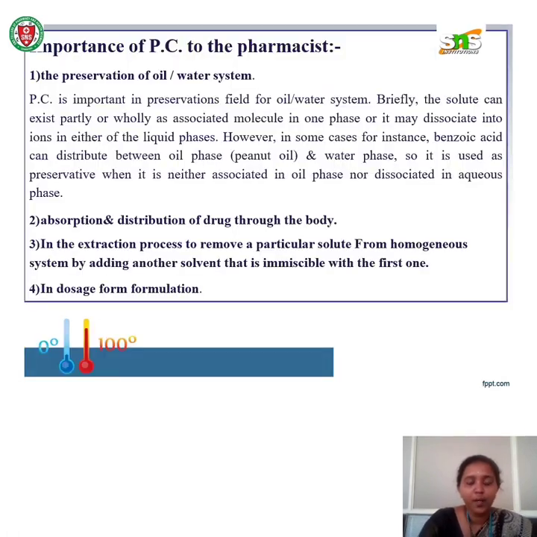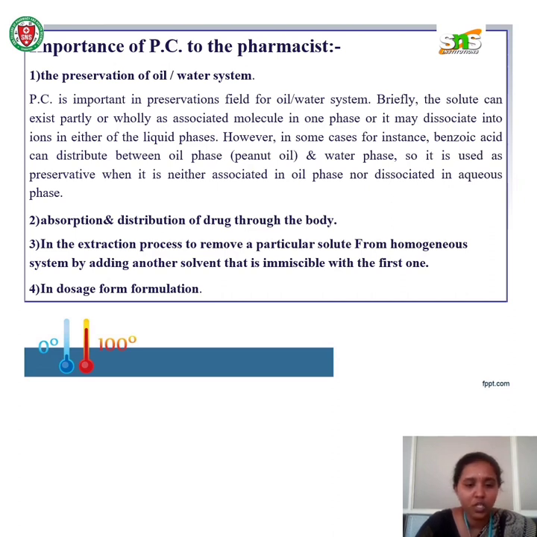Importance of partition coefficient to the pharmacist. The partition coefficient is important in the preservation of oil and water systems. The solute can exist partially or wholly as associated molecules in one phase, or it may dissociate into ions in either of the liquid phases. For instance, benzoic acid can distribute between the oil phase and water phase, so it is used as a preservative when it is neither associated in the oil phase nor dissociated in the aqueous phase.